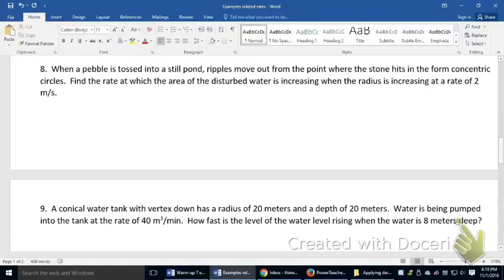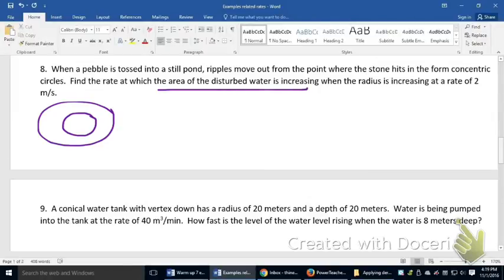So we're talking about circles and how the circles get bigger. So the area is getting bigger, the radius is getting bigger. The area is what we're looking for, so we're looking for area prime. It tells us the radius is increasing at the rate of 2, so that's radius prime. Every time I do that, R is representing radius, not rate. And so I need a formula that relates area and radius together, which, it's a circle.